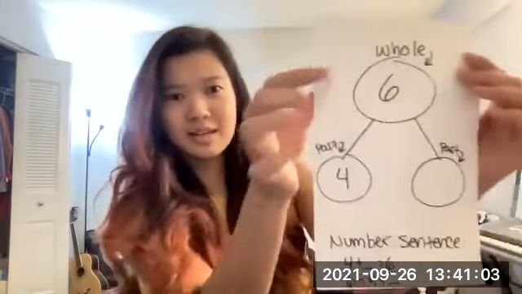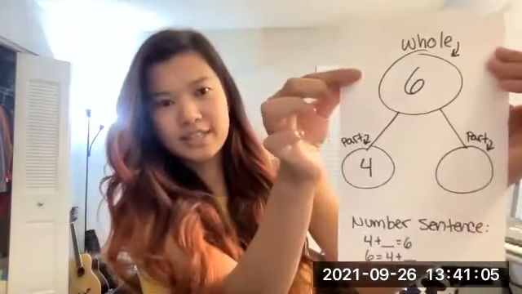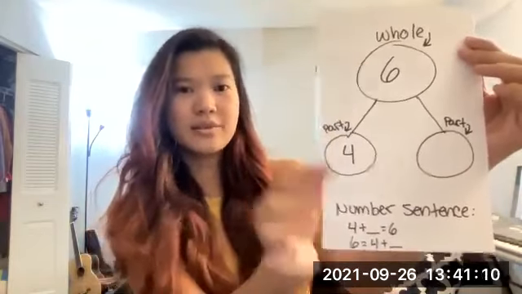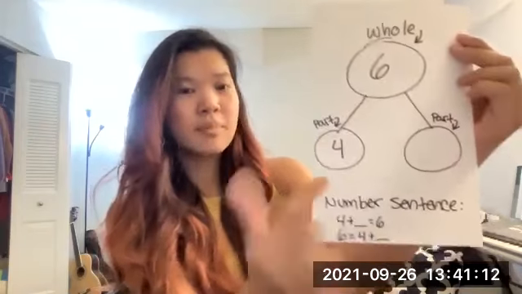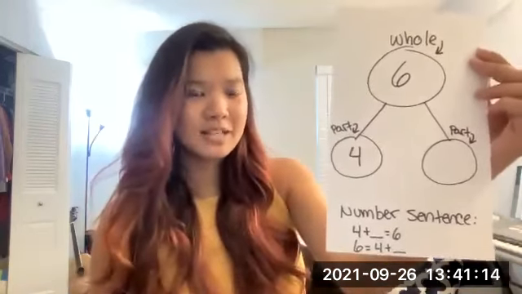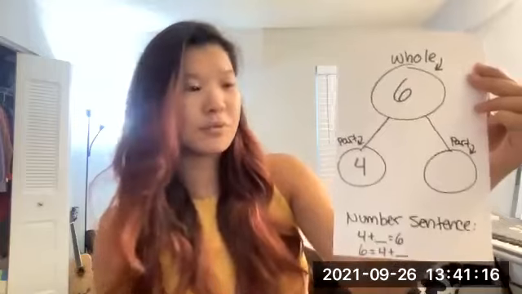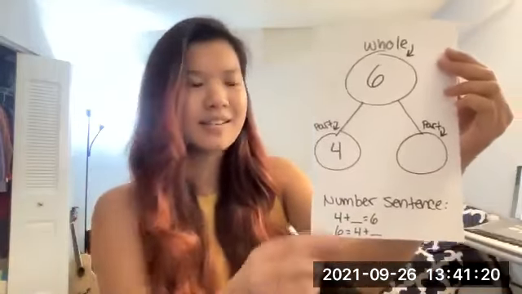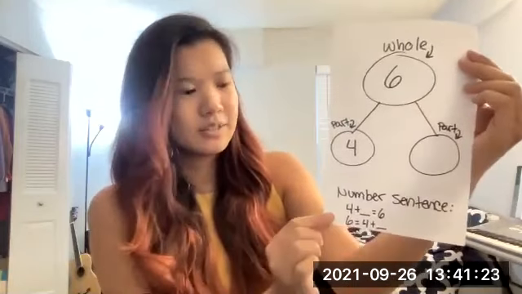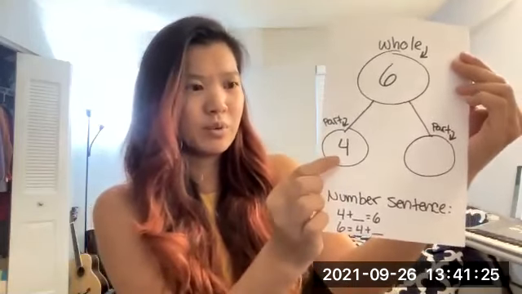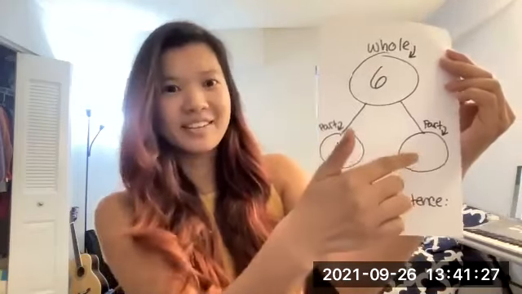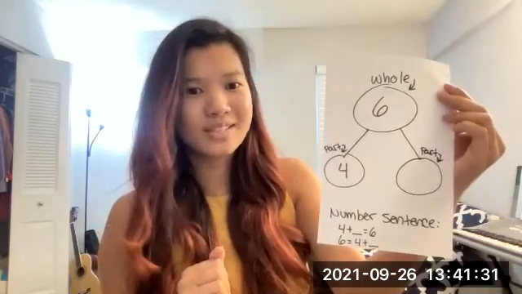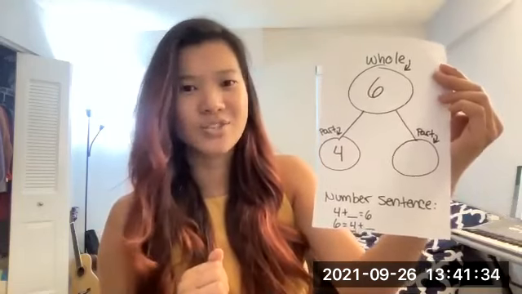Another way you might see a number bond for addition is like this, where you have your whole and you have one of your parts, but the other part is missing. So that tells me I'm looking for my other part because that's my unknown number in this number bond. We know that 4 plus something equals 6, but we don't know what that something is yet. And this is a great time to use our counting on strategy.